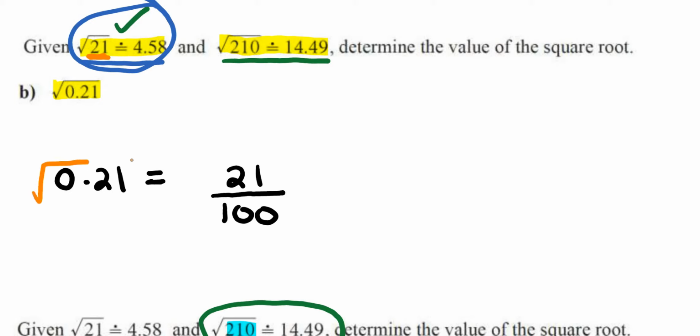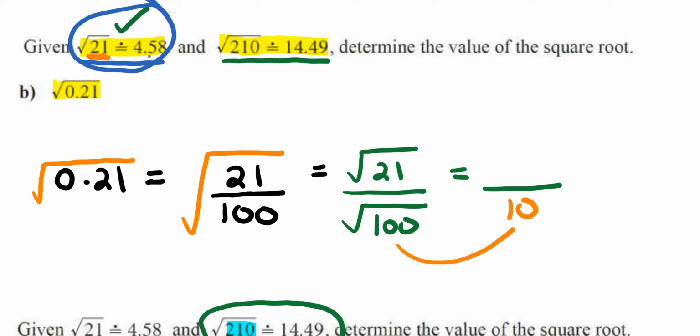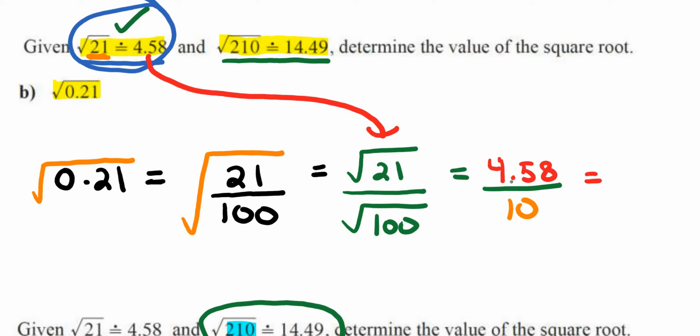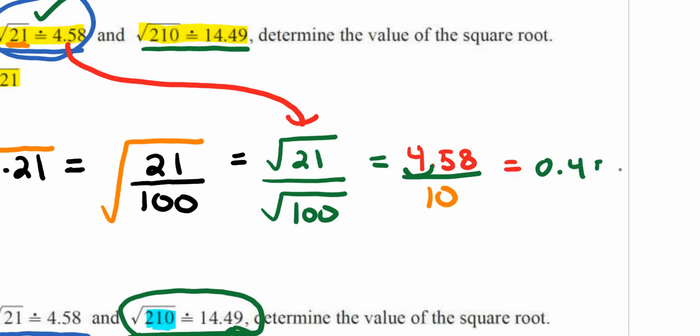Now we need to find the square root of 0.21. So let's take the square root of that. This is the same thing as the square root of 21 divided by the square root of 100. The square root of 100 is going to be 10, and we can use this statement now for the square root of 21, which is 4.58. And since we're dividing by 10 here, you just move the decimal spot 1 spot over. So this will be 0.458 as a final answer for question 4b.